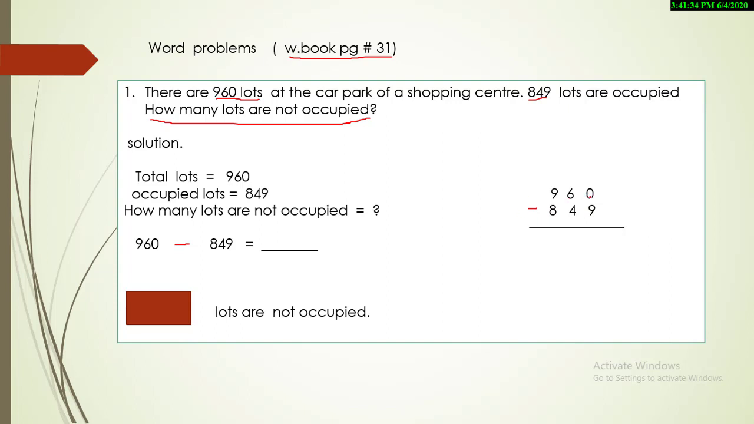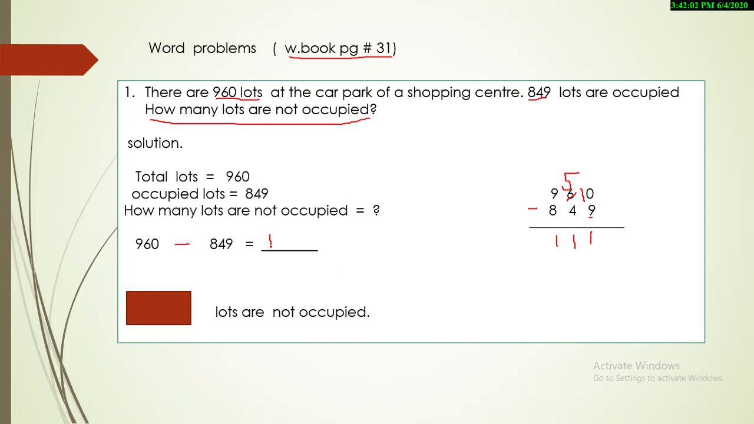We are going to go to the next place. Yes, and now 10 minus 9, the answer is 1. 5 minus 4, answer is 1. And 9 minus 8, answer is 1. So its answer is 111.